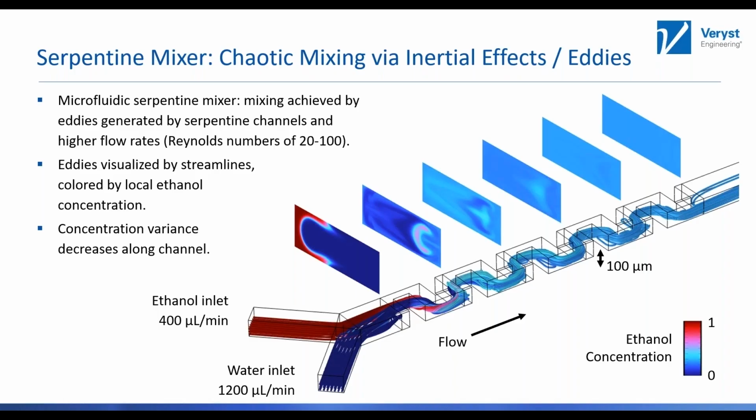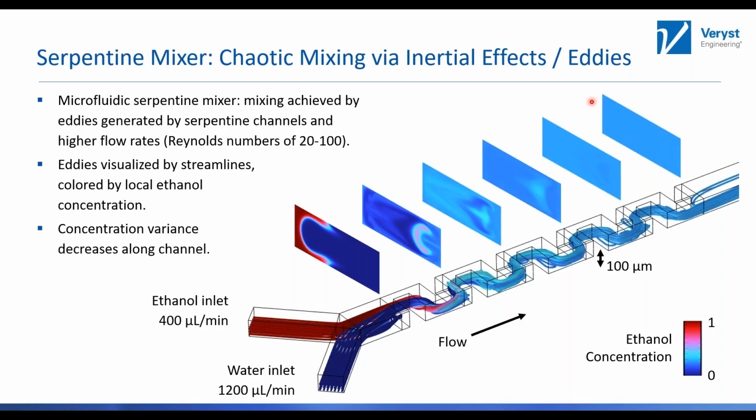An organic solvent, in this case ethanol, carrying the lipids, enters from one inlet, and water that carries the mRNA molecules enters from the other inlet. The flows merge, and then they're mixed by eddies, and this is visualized by streamlines colored by the ethanol concentration. The sequence of channel cross sections shows how the mixing progressively occurs along the channel. And I want to remind again that this is still laminar flow.